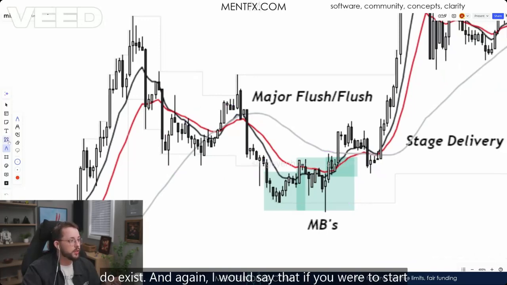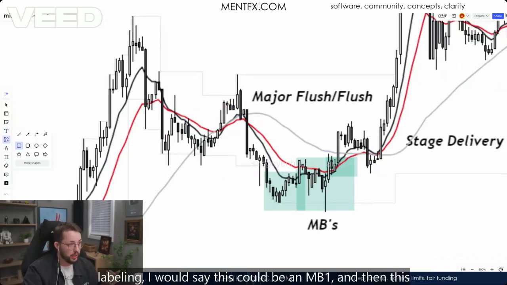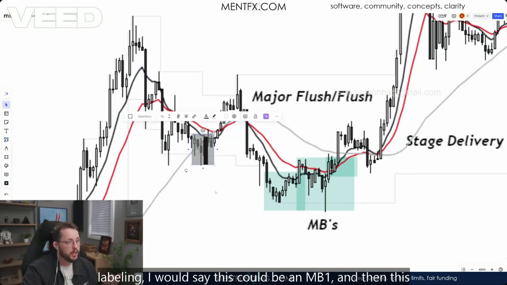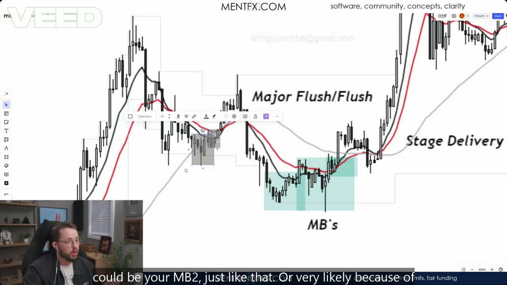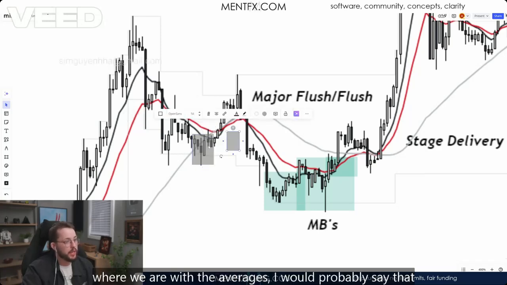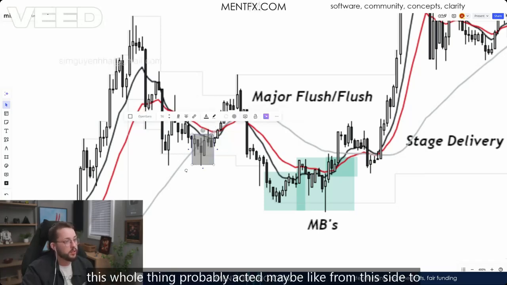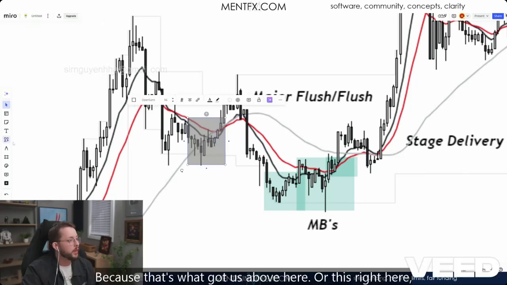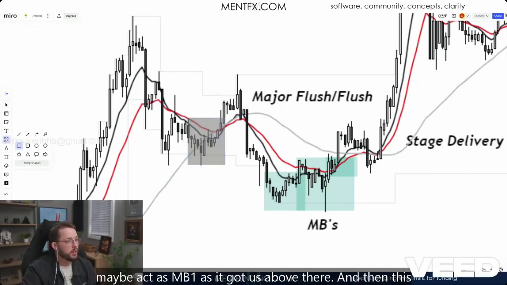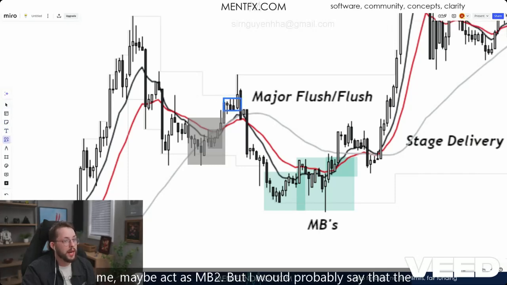They also do exist. And again, I would say that if you were to start labeling, this could be an MB1, and then this could be your MB2, just like that. Or very likely, because of where we are with the averages, I would probably say that this whole thing acted maybe from this high or this high as MB1, right? Because that's what got us above here. Or this right here maybe acted as MB1 as it got us above there. And then this formation up here, it was already a little bit too high for me, maybe acted as MB2.